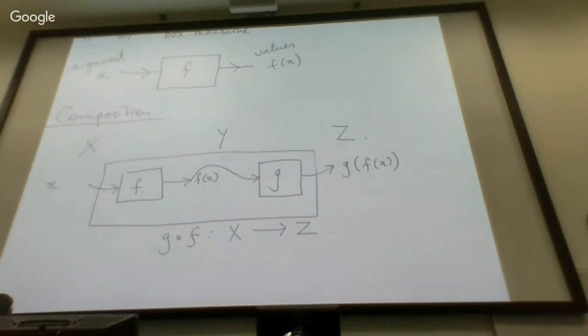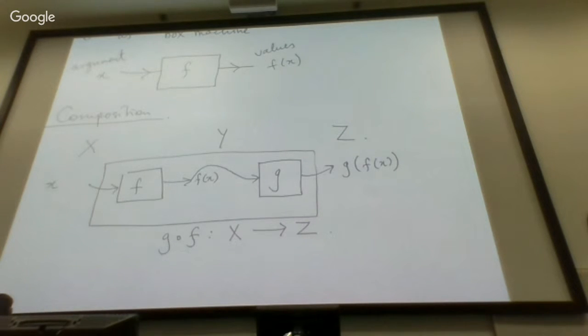Skips past Y or travels through Y. We've got a new function which takes inputs or arguments from X and it gives you values in the set Z. This is referred to as composing the two functions. And there's an example shown in 3.3.